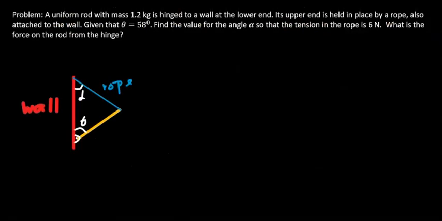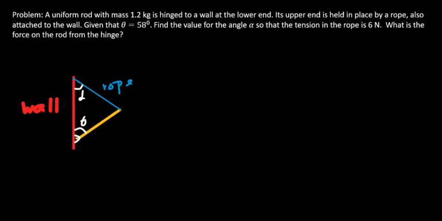Let's look at the first problem. A uniform rod, that's this one right there, with mass 1.2 kg is hinged to a wall at a lower end. So that is the hinge. Its upper end is held in place by a rope also attached to the wall. If theta is 58 degrees, theta is the angle between the rod and the wall, find the value for the angle alpha so that the tension in the rope is 6 newtons. What is the force on the rod from that hinge?